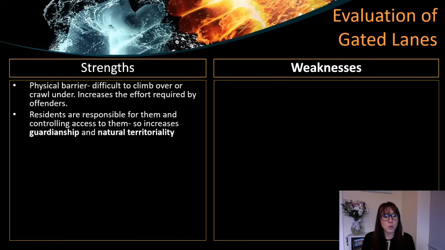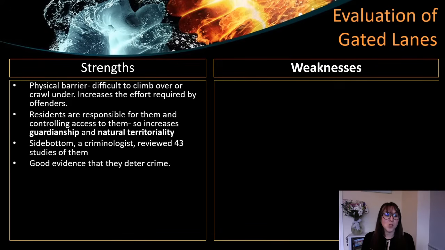Residents are responsible for them and controlling access to them. This increases their guardianship and their natural territoriality. So it's the idea that they want to take ownership over that area because it's responsible to them, not because they have the key. Sidebottom, a criminologist, reviewed 43 studies of them, and so there is good evidence that they do deter crime.